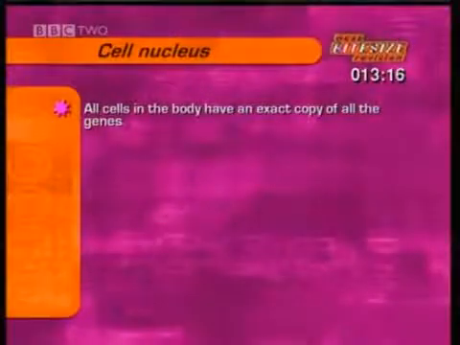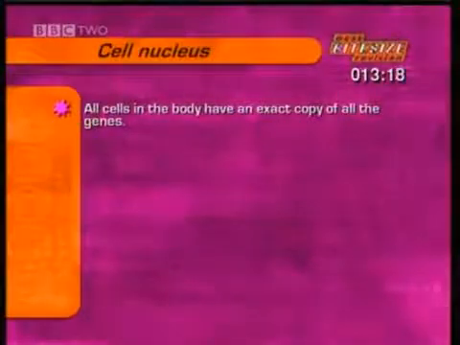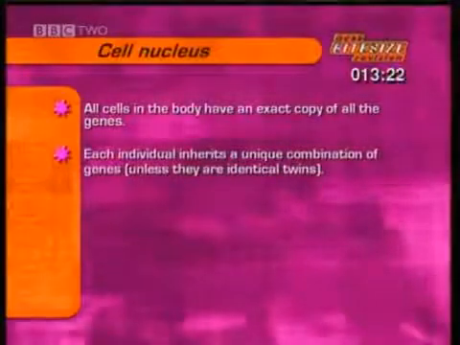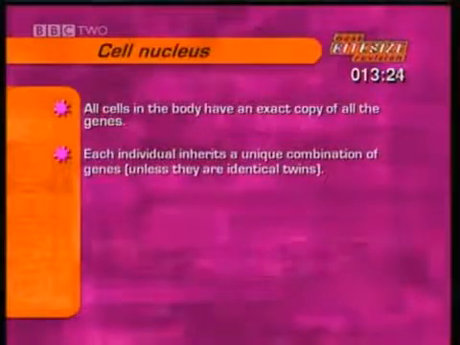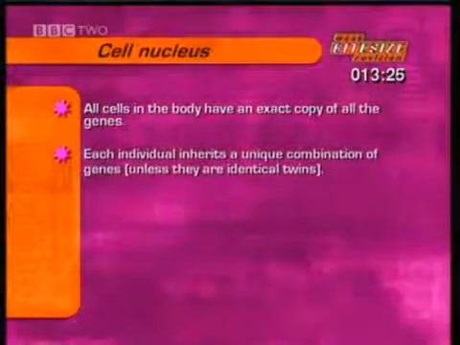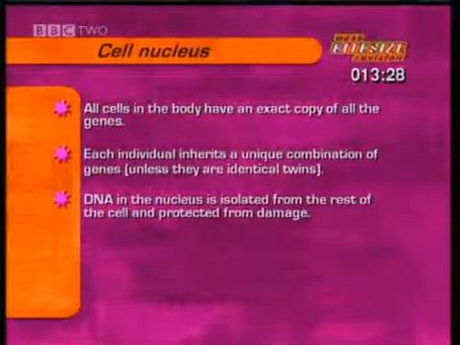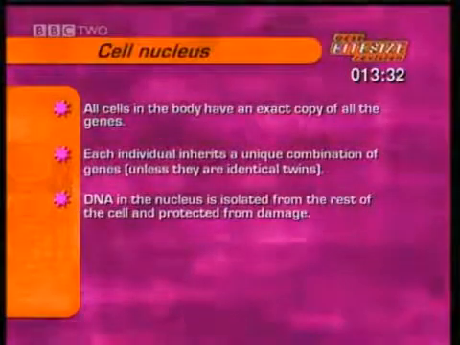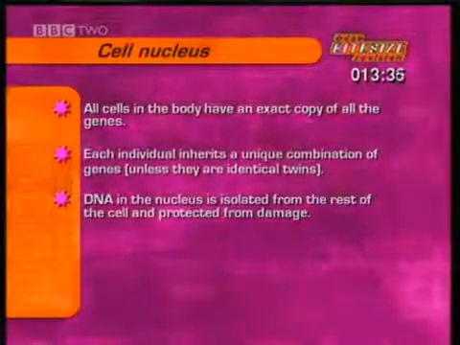All the cells in the body have an exact copy of all the genes, and each individual inherits a unique combination of genes, unless they're identical twins. DNA in the nucleus is isolated from the rest of the cell contents and their reactions, so it's protected from the possibility of damage.